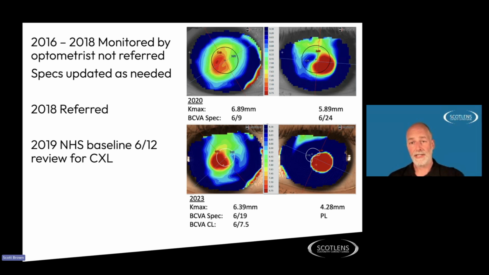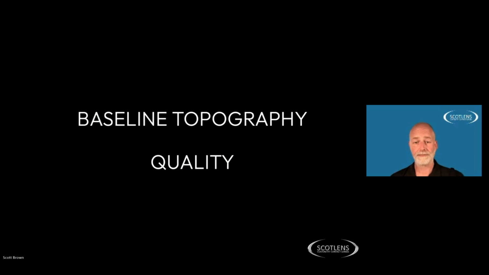So these patients, now this patient was already keratoconic and showing up. They probably would have been detected if they'd had routine topography done. They probably would have been detected even before 2016, where they still had good acuity. So these are the patients that we don't want to fail anymore.